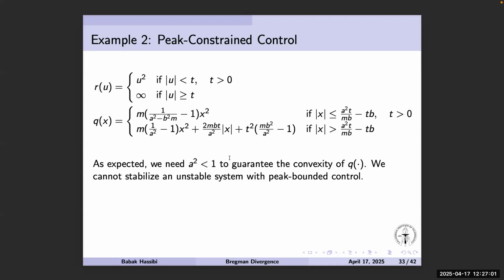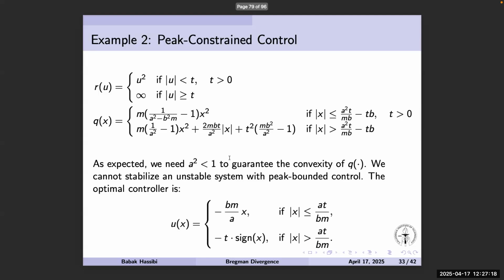And if you look at this term, for it to be convex, A has to be stable, which makes sense because I have no chance of being able to stabilize an unstable system if I have a peak constraint on it. So this kind of came up. This is expected. Again, the controller looks interesting. It's another piecewise linear controller.